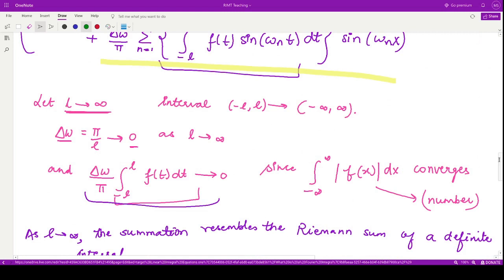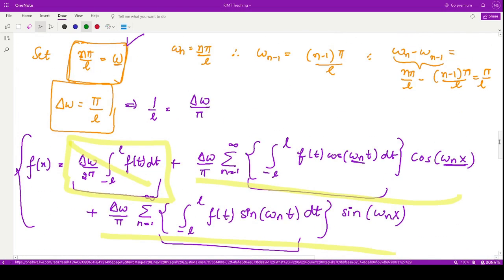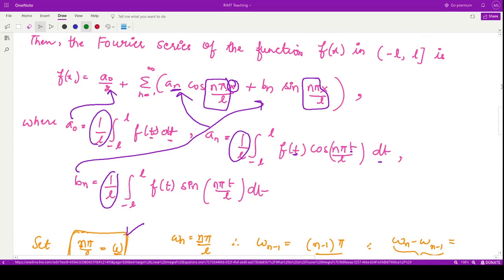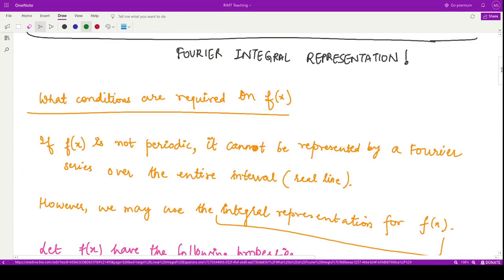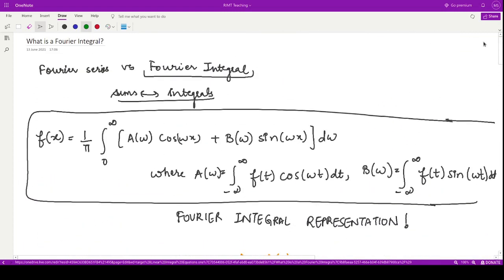So I think you got a pretty clear idea about what a Fourier integral is, and how we can reach from Fourier series to the Fourier integral representation of the given function, and how this is useful. So in the next video we'll be seeing a problem where we'll apply this concept.